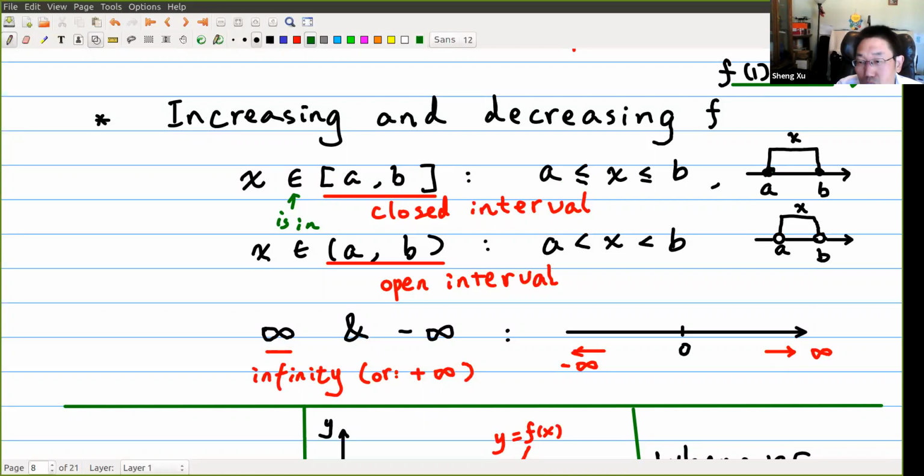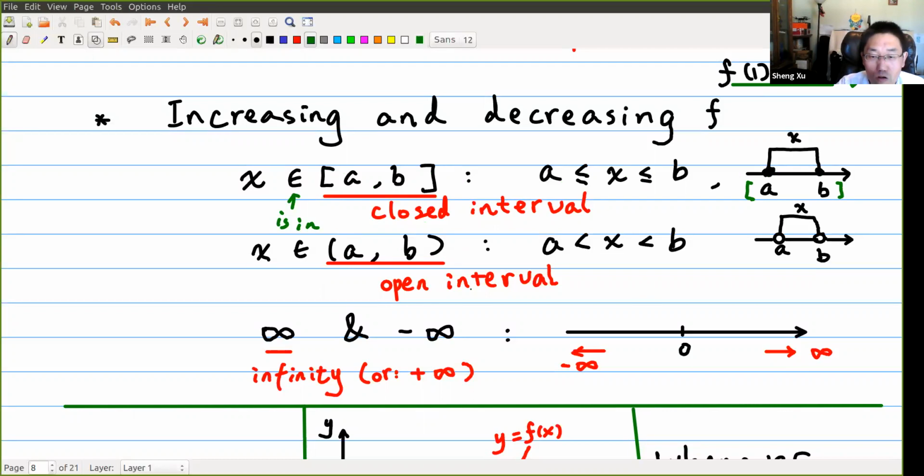So I use a solid dot here, right? So A and B are included, right? Included. When you see this, okay? Now, if I say X is in this interval here, this is called a closed interval, okay? This is called an open interval, so from A to B.